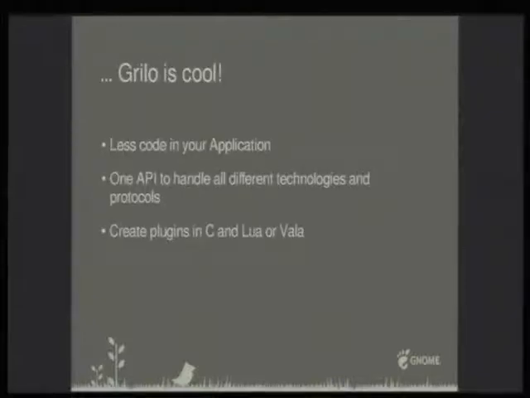What I want to tell you in the end is that Grilo is very cool, in my opinion. It's less code in your application, right? Because most of it is handled on the Grilo side. One API to handle all the different technologies and protocols that are there. So you just need one interface for all of them. And yeah, you can create three types of plugins at least: if you want Vala, which I know some people like, C or Lua, and so on.